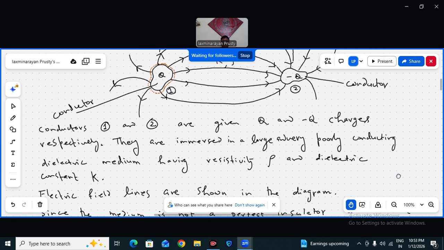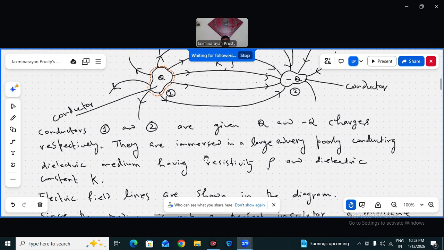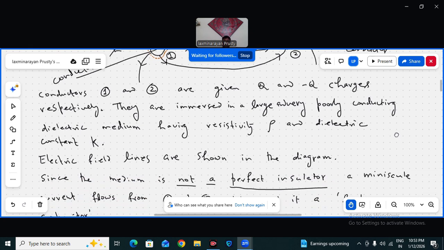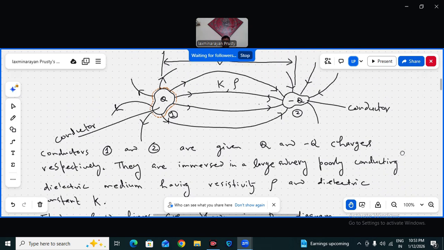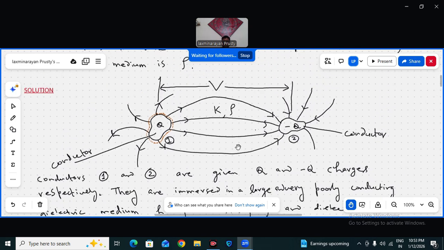They are immersed in a large and very poorly conducting dielectric medium. This whole space is a very poorly conducting dielectric medium, very large, having resistivity rho, whose value is very large, and dielectric constant K. For conductors, rho is very small, of the order of 10 to the power minus 6. But for poorly conducting media, the rho value can be of the order of 10 to the power plus 6, plus 7, plus 8, whatever it may be. Electric field lines are shown in the diagram, just arbitrarily.